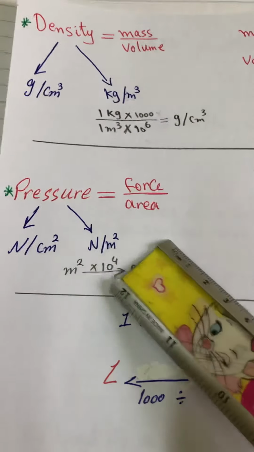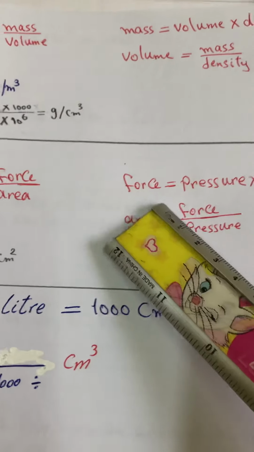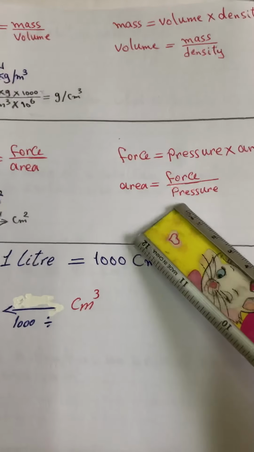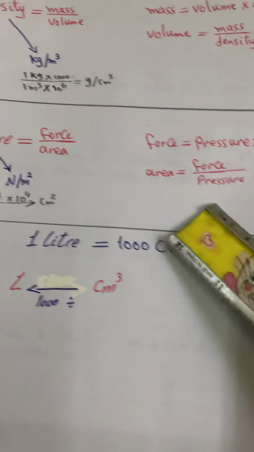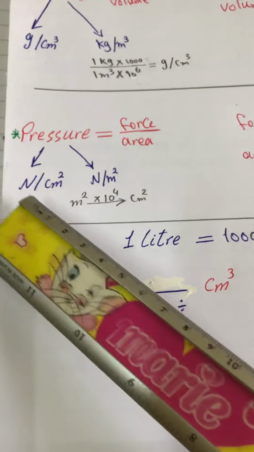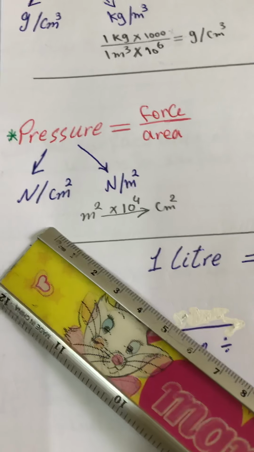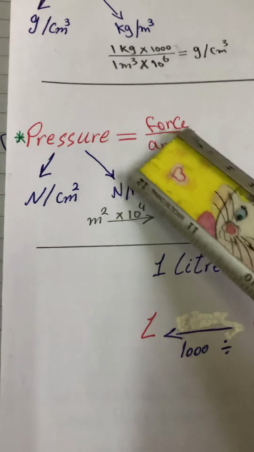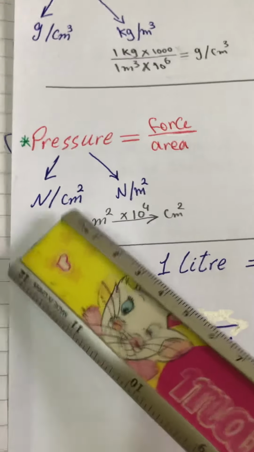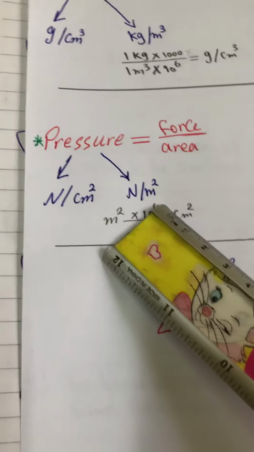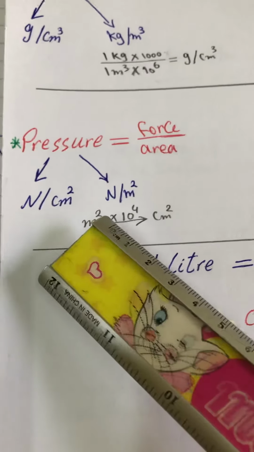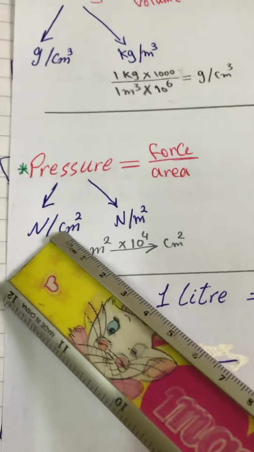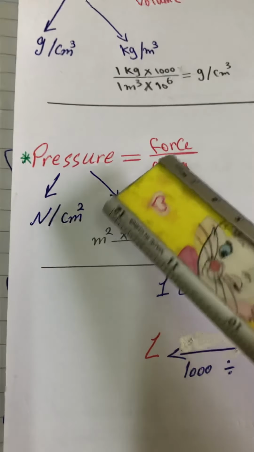Pressure equals force divided by area, and if you want the force, you will take pressure multiplied by area, cross multiplication. If you want the area, it will be force divided by pressure. Pressure is measured using Newton per centimeter square, because the force is in Newton and area in centimeter square, or Newton per meter square. If you want to change here, you will change between meter square and centimeter square, but Newton is still Newton, because this is the unit of the force.